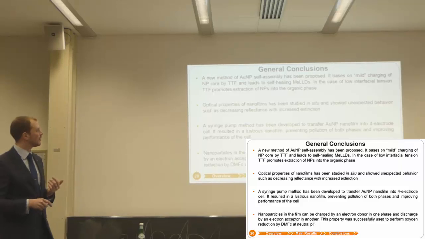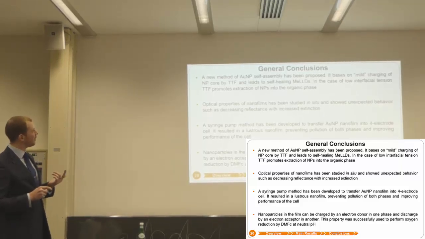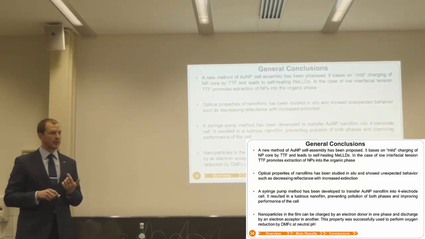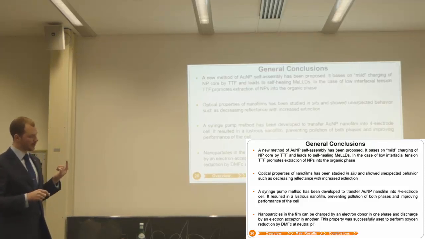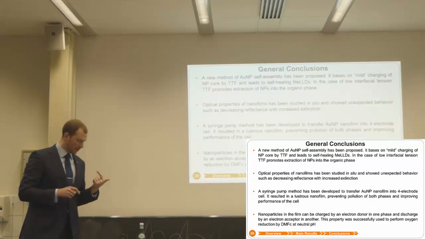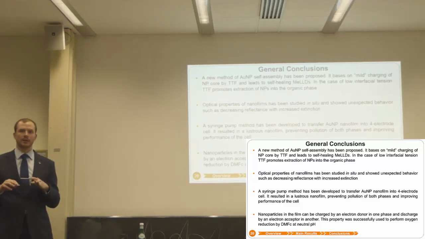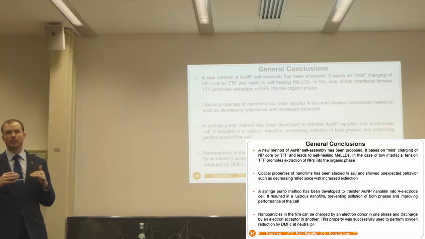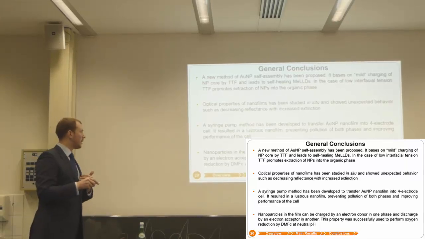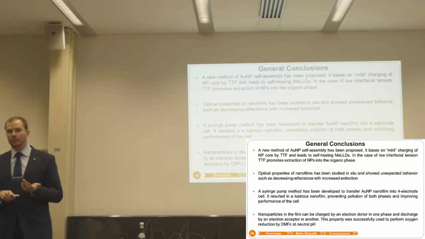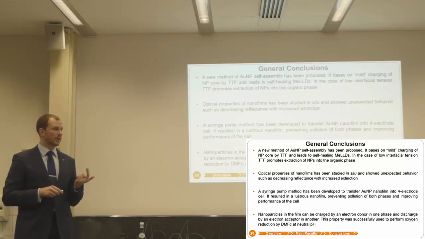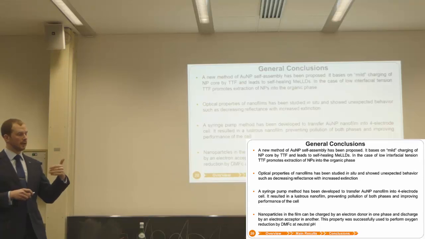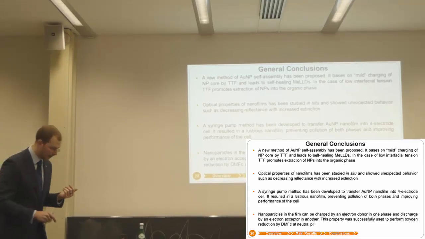So, general conclusions, and your questions. We developed a new method of golden particle self-assembly. We studied optical properties, and we developed another interesting method to settle nanoparticles inside of an electrochemical cell to form the same kind of lustrous nanofilm. And we showed that the nanoparticle film is transparent for ion transfer, and it takes part in electrocatalysis as an electrical connection between two phases.